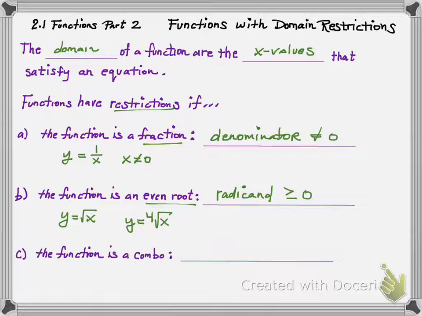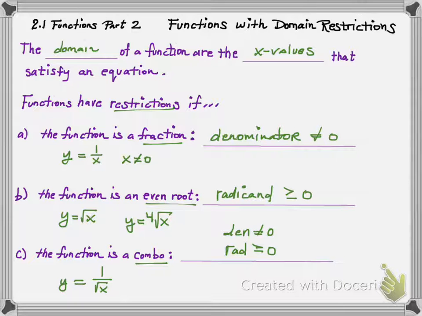And the last case is if the function is a combination of the two. If that's the case, then the denominator cannot equal 0, and at the same time, the radicand has to be greater than or equal to 0. So what does that look like? Something like y equals 1 over radical x. That's a combination: you've got a fraction mixed with a radical. So both of these conditions have to take place, and the restrictions.